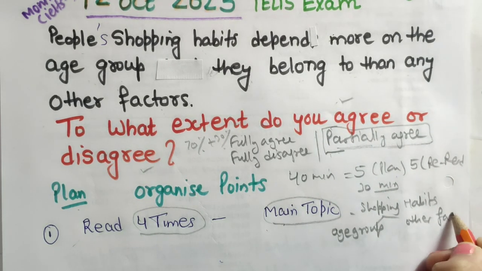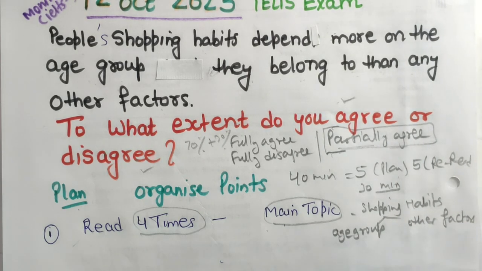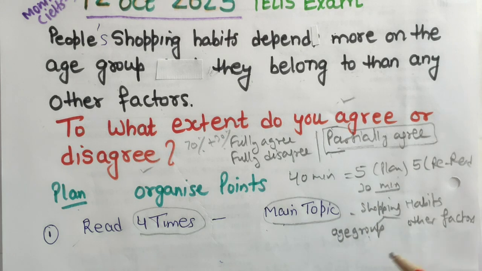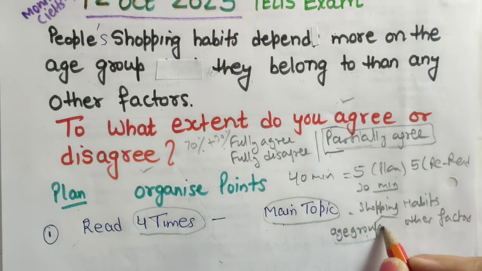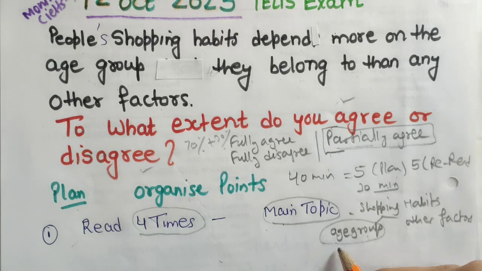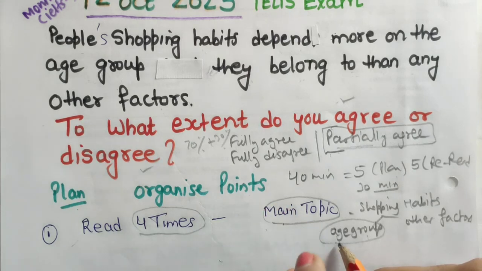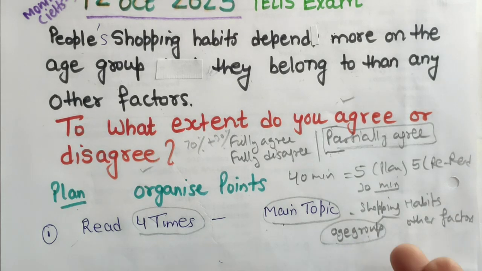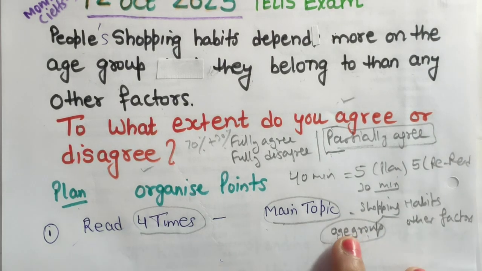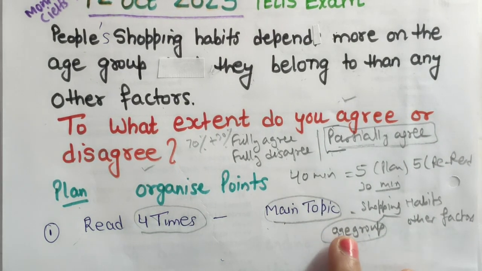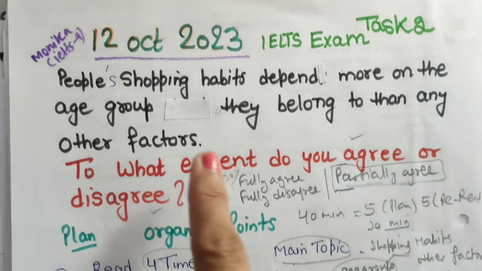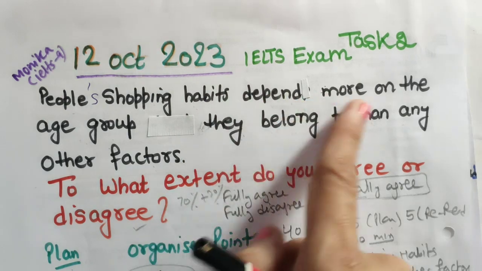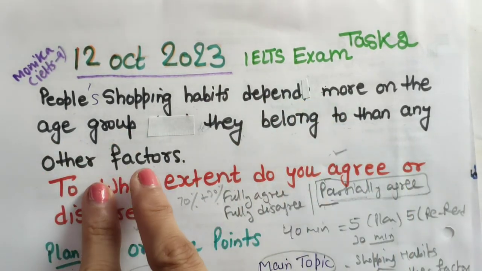Now you have to think about what other factors, then you can decide whether you will go for fully agree, disagree or partially agree. You can brainstorm the points. So what is age group? Age group is like 10 to 20 years old, or 20 to 25 years old, or 30 to 40 years old, or old age group also. Everyone has different preferences and different kinds of things they would like to buy. So this is the main question: does shopping habit depend on the age group or any other factor? So what are the other factors?